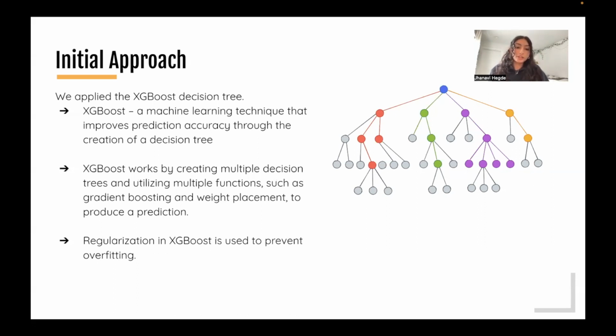Regularization in XGBoost is used to prevent overfitting. Overfitting is when a model makes accurate predictions, but solely on limited data that it's trained on. And this eventually makes a model unable to take in new data and continue to make accurate predictions.